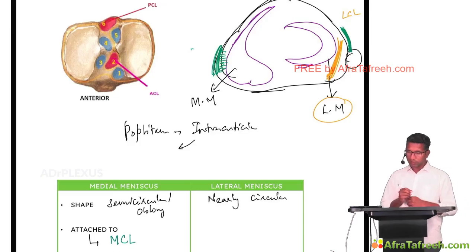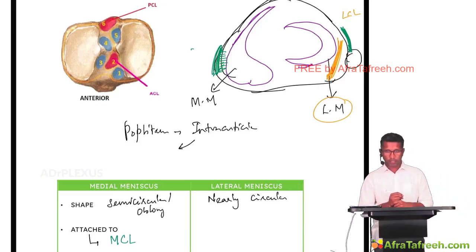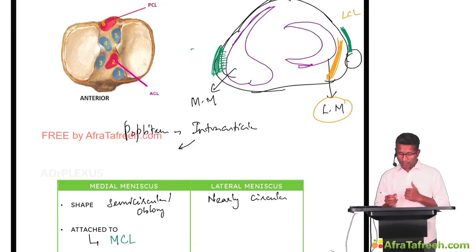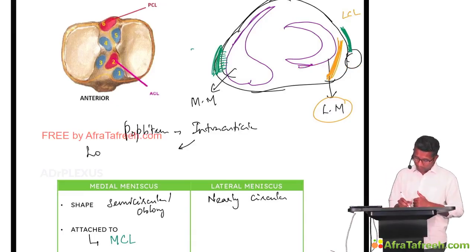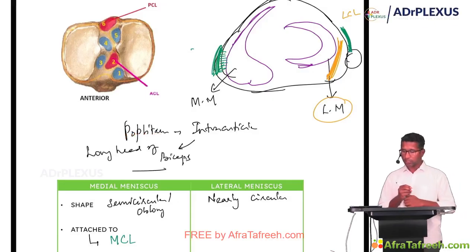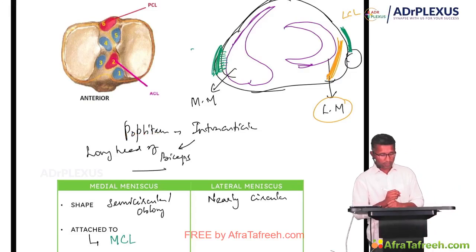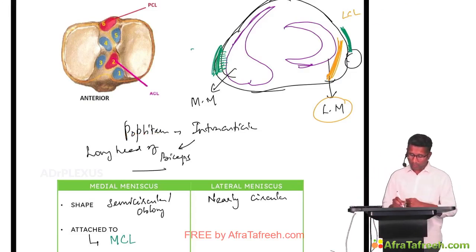So there is another muscle which takes origin from within the joint, that is biceps. But specifically, this is the long head of biceps. The long head of biceps takes origin from within the shoulder joint. So they are intra-articular in nature.